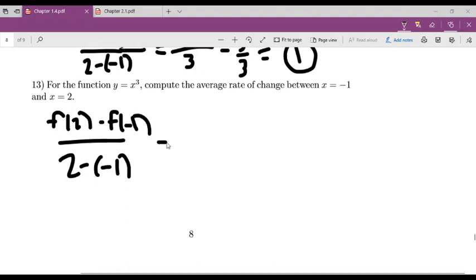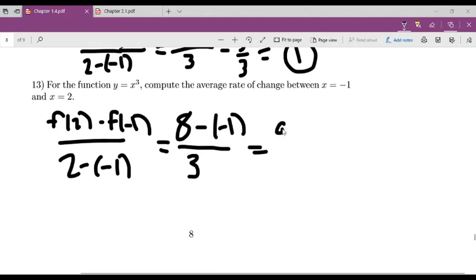Alright, 2 minus -1 is still a 3, just like it was before. If I plug 2 into x cubed, 2 times 2 is 4, times 2 is 8. Okay. Now I've got to plug -1 into x cubed. -1 times -1 is +1. Times -1 is -1. So what I wind up with here is 8 minus a -1, which is a 9.